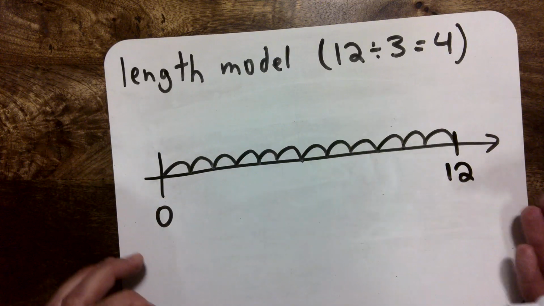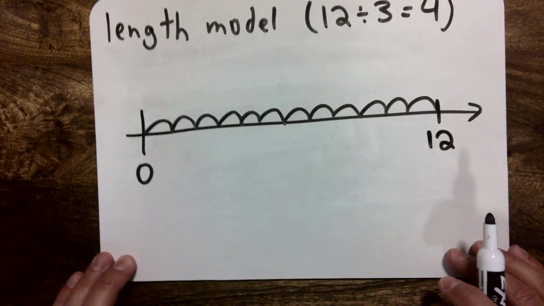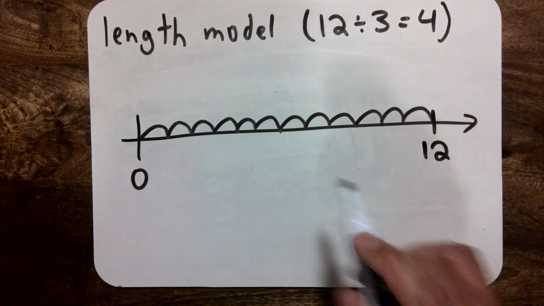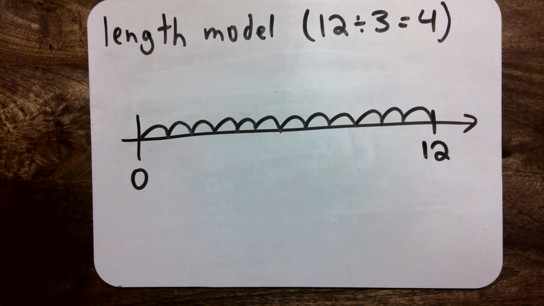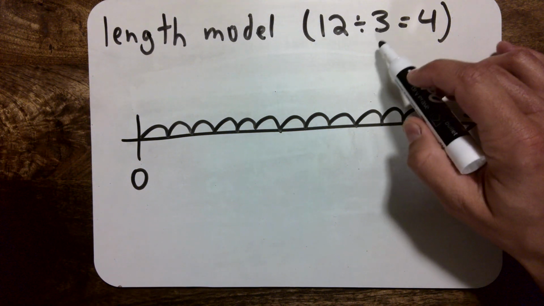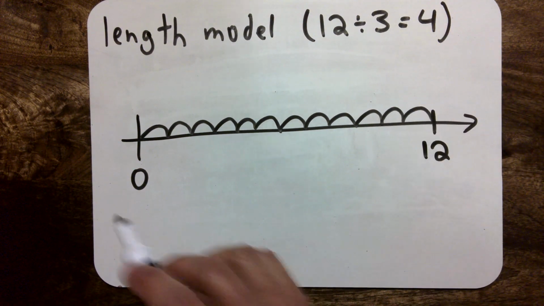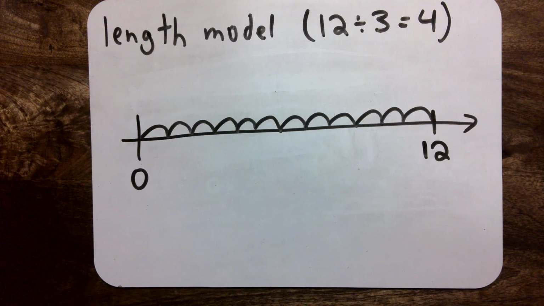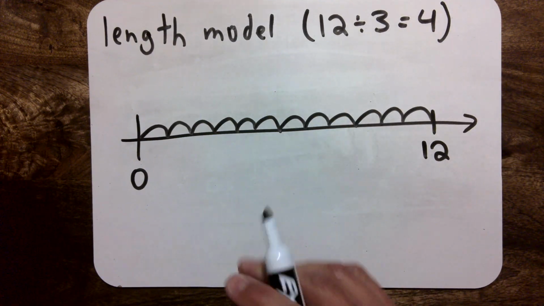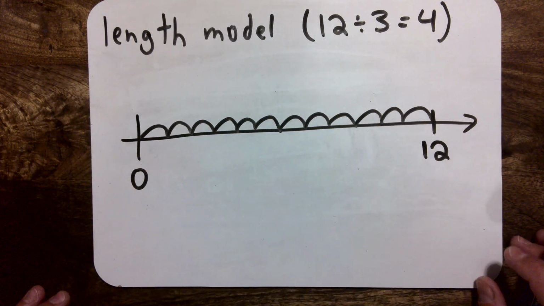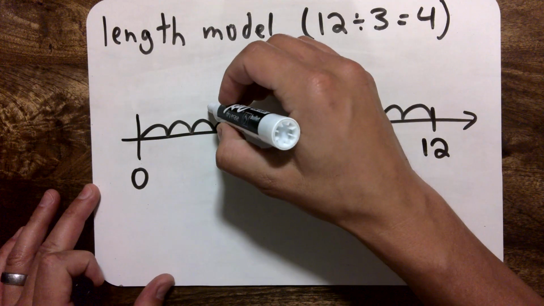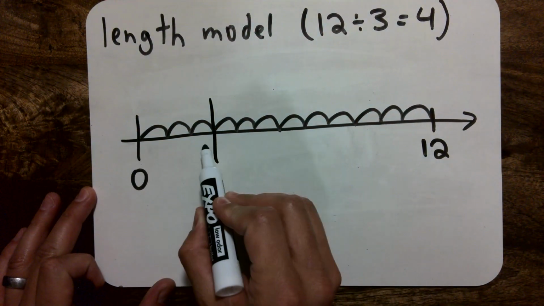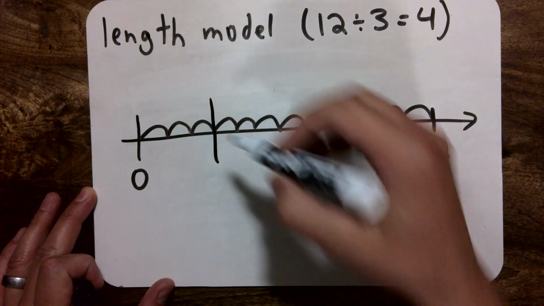Okay, so we have a total length of 12, and we want to divide this length into groups that have a length of 3 units, or a size of 3. So in this example, we don't need to break this into separate number lines necessarily. We can say that here's one length of 3 right here.